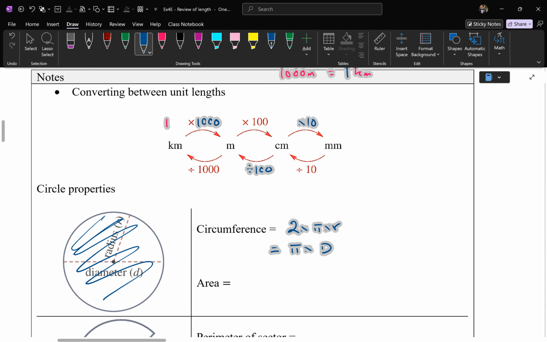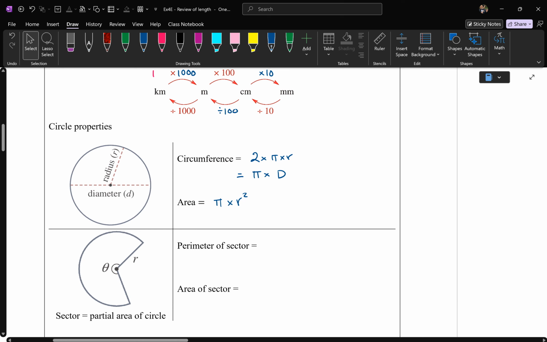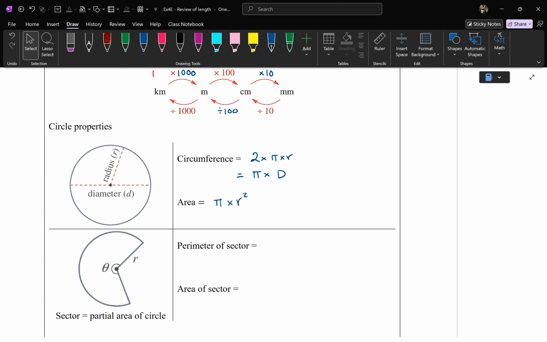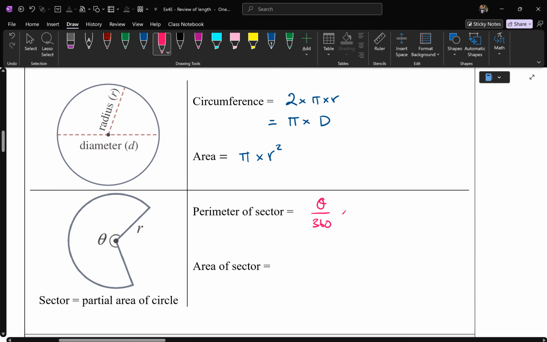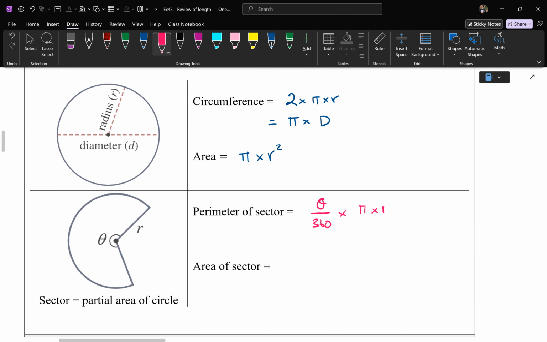Next property. Out of curiosity, do you know the formula for the perimeter of a sector? This is called a sector, which is like a partial circle. What is the formula for a partial circle? Hands up if you know. Raph. Theta over 360 times pi r squared. Beautiful. Oh, actually, that's the area, not the perimeter.